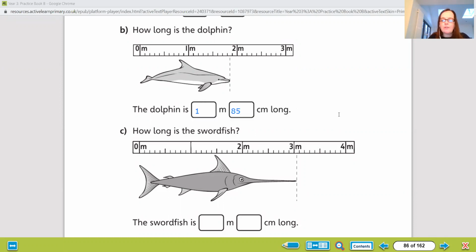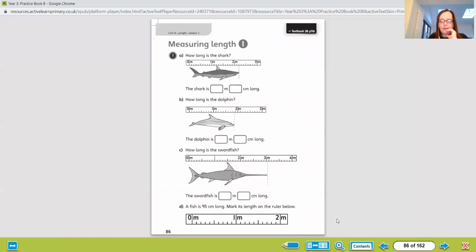Okay, I'm going to pause the video because I'd like you to have a go at the swordfish one now. So look again. It goes to 0 and it's got its line there. Count the divisions. 1, 2, 3, 4, 5, 6, 7, 8, 9, 10. So we know that each division is worth 10. So how long is the swordfish? Pause the video and have a go.